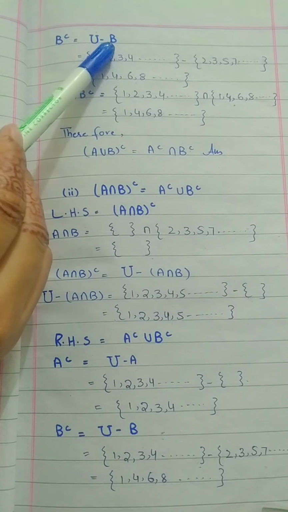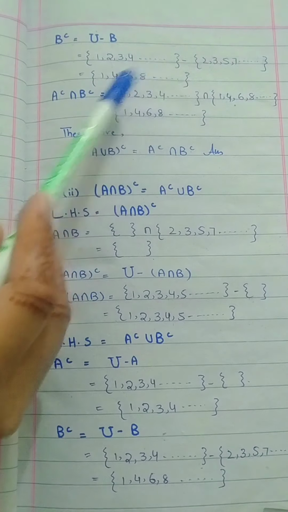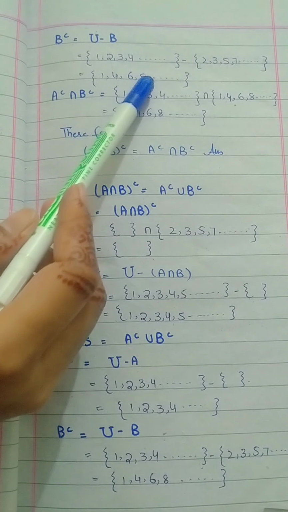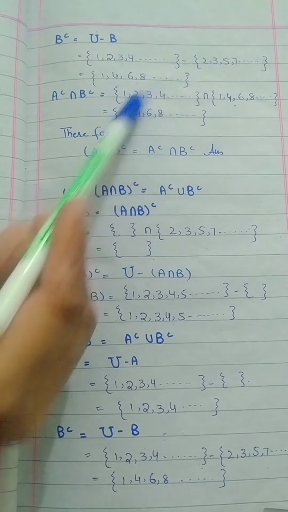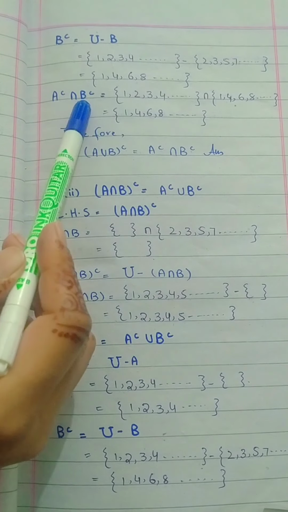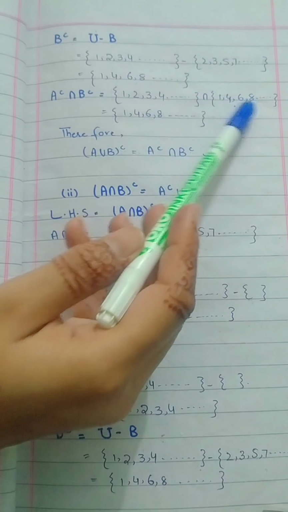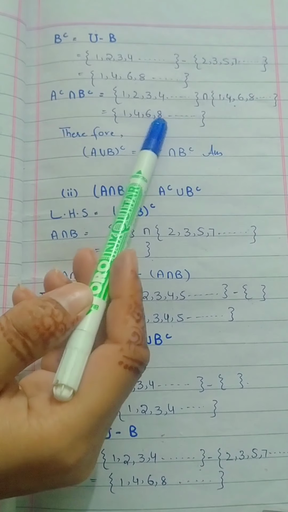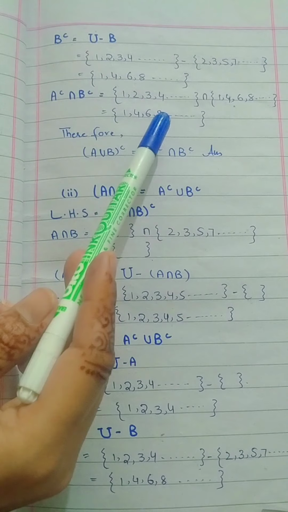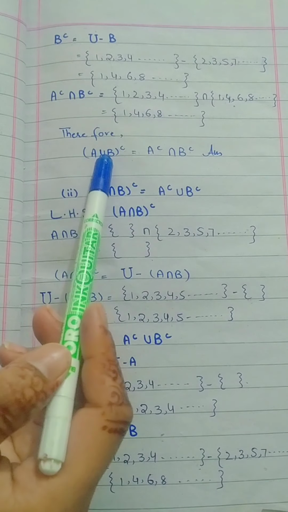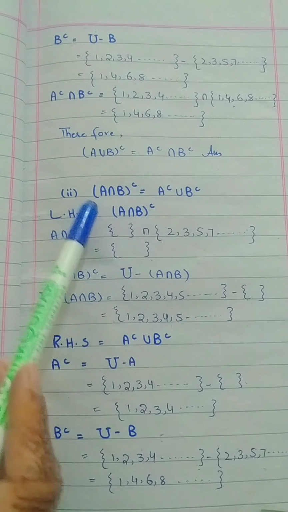B complement equals U minus B. U is the set of natural numbers, minus B, the set of prime numbers. And in B complement, we write the values which are just in the universal set, not in set B. A complement intersection B complement equals the answer of A complement intersection the answer of B complement, which is 1, 4, 6, 8, and so on. Therefore, the answer of the left hand side and right hand side is equal: A union B complement equals A complement intersection B complement.